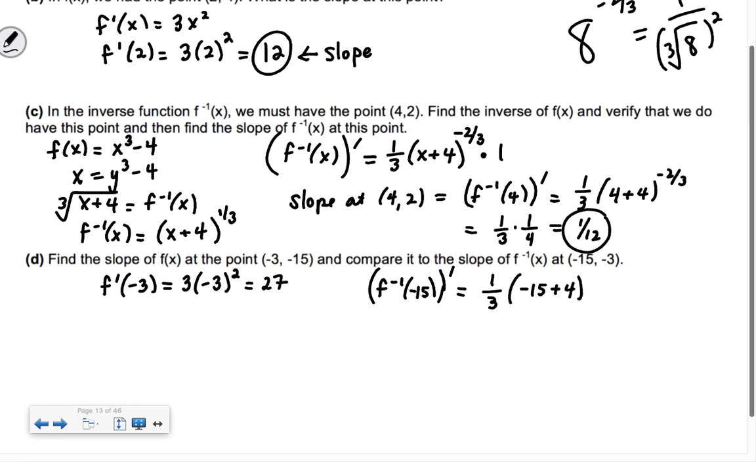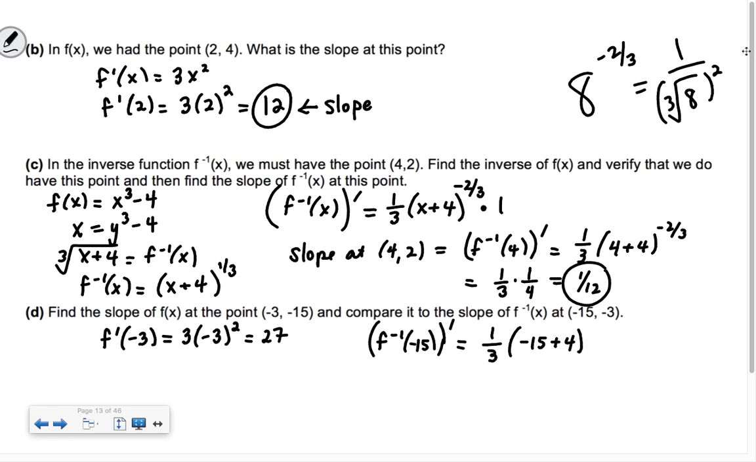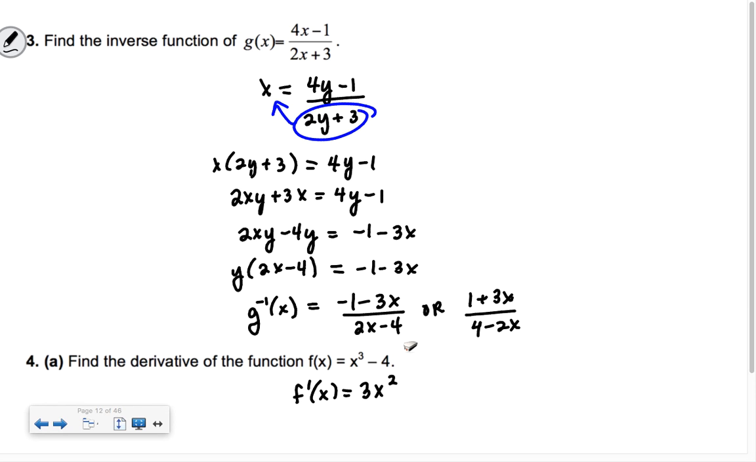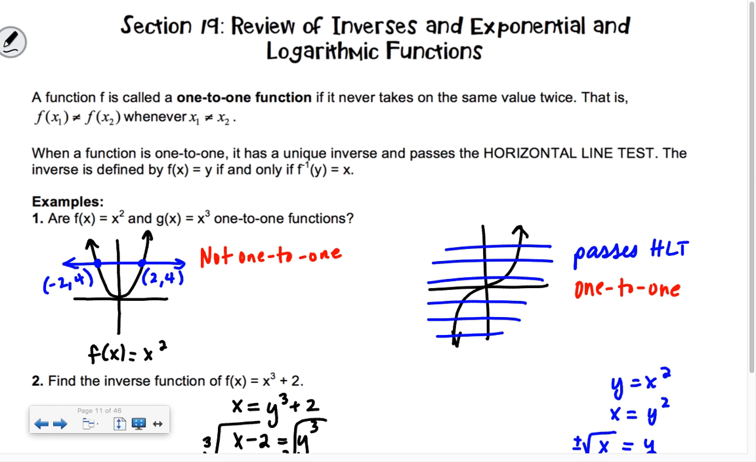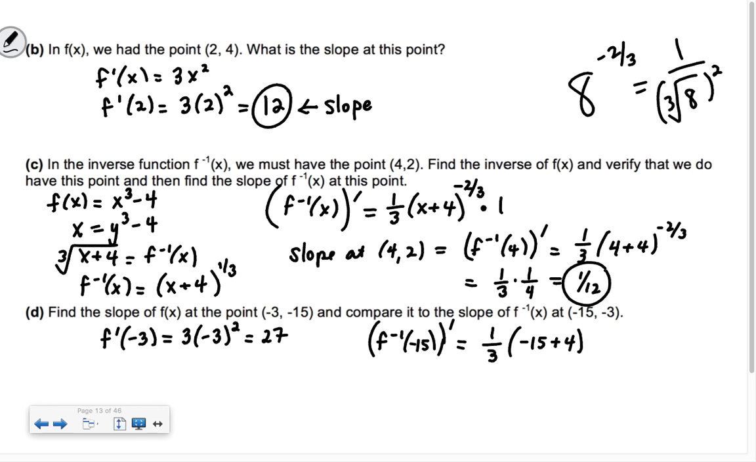So we must have the point at 4, 2. I plugged in 4, I don't know what I did. Plugged in 2. Is (3, negative 15) a point on the original? Maybe I changed my problem. If I plug in negative 3, do I get negative 15? Negative 27 minus... no, I don't have (negative 3, 15), do I? What's my original point? Negative 31. Is that right? So that's where my error was. This should be negative 3 comma negative 31.